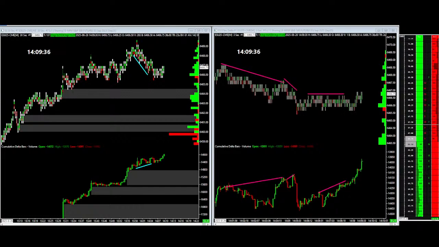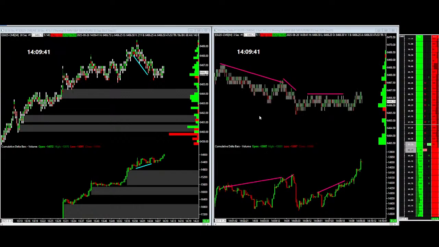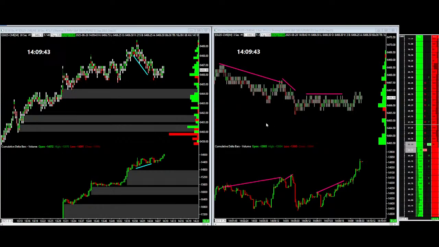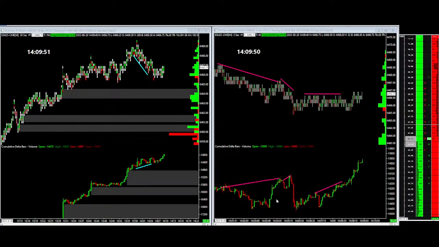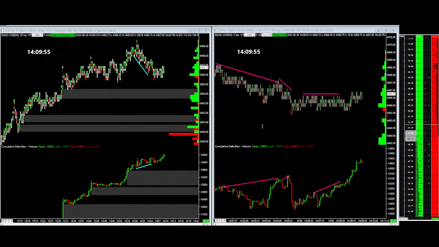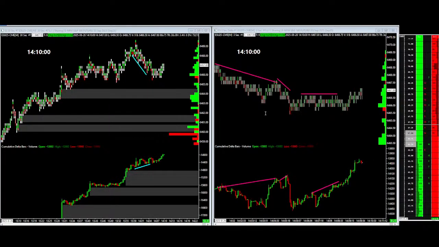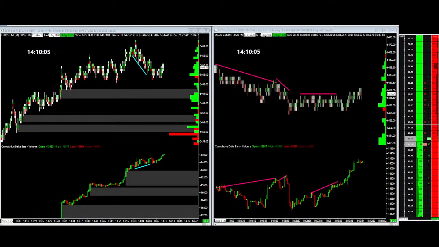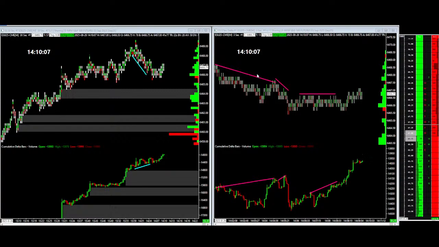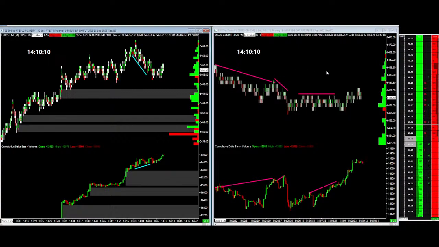Why isn't it doing it? What the heck? Oh, show from other charts. Yes, that's why. That's still not working. Why is this not working?